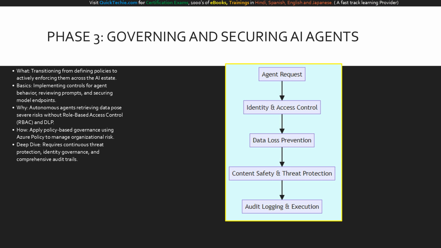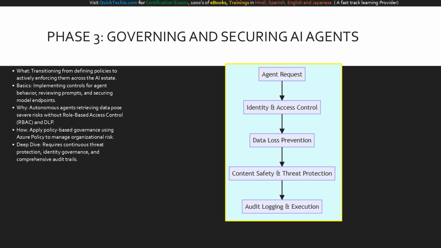Here we merge the CAF govern and secure phases with the ongoing govern and secure agents lifecycle stage. What are we doing? We are transitioning from defining policies to actively enforcing them across the AI estate. How do we execute this? We apply policy-based governance using Azure Policy and Platform Baselines to manage organizational risk.